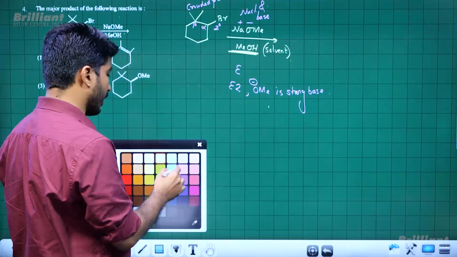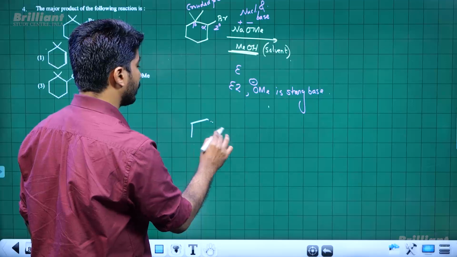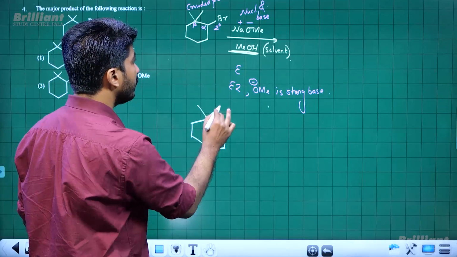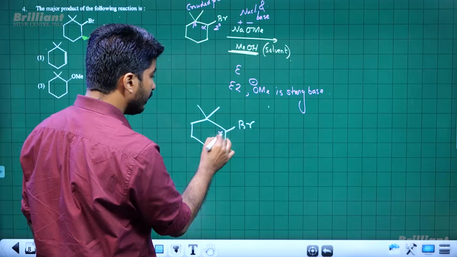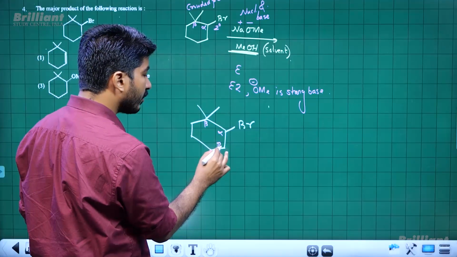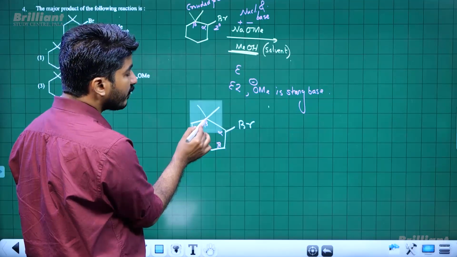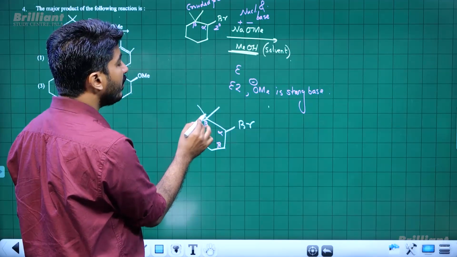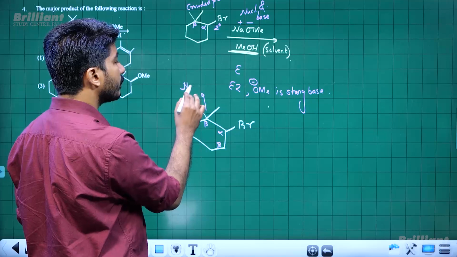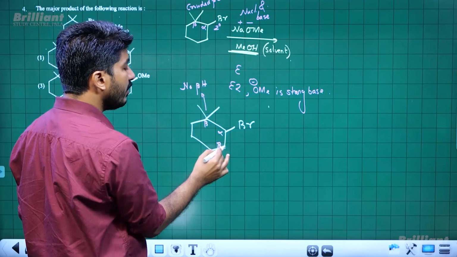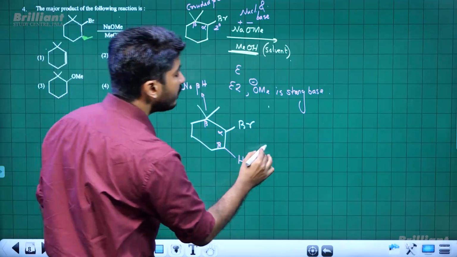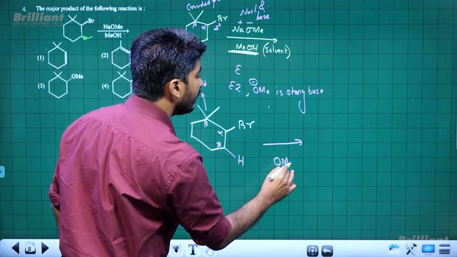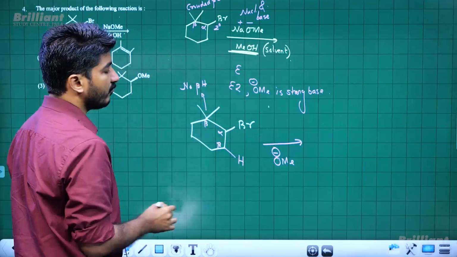Yes, if it is E2 reaction, then what would be the product? This is the alpha carbon, this is a beta carbon, this is another beta carbon, and you can see that on this side no hydrogen is present, no beta hydrogen over here. But here we have beta hydrogen. So only this can be taken by the base.